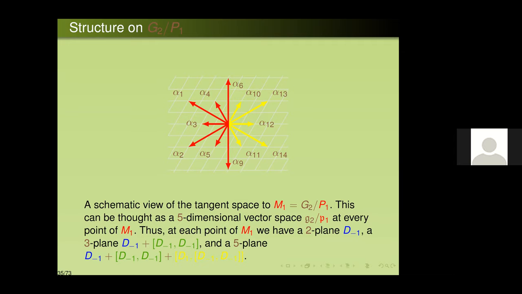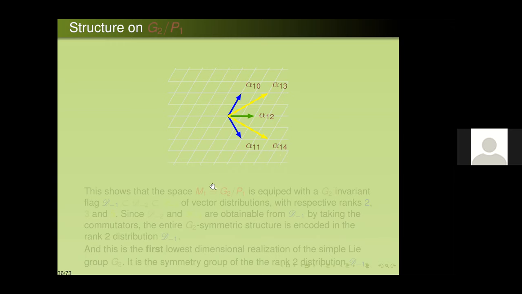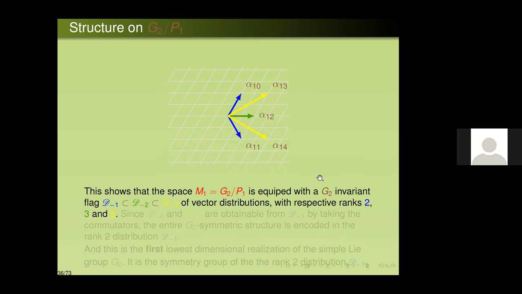So this shows that this space M1, which is G2 by P1, is equipped with a G2-invariant flag of vector distributions D minus 1 sitting in D minus 2 and sitting in D minus 3, with respective ranks 2, 3, and 5. And you remember that in the Lie algebra, we get the green one by taking the commutator of this.